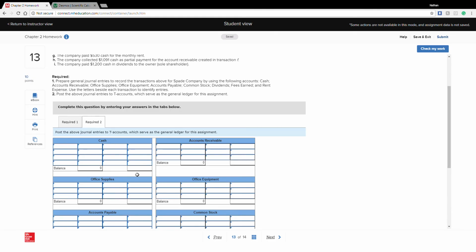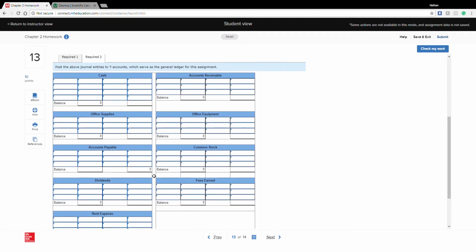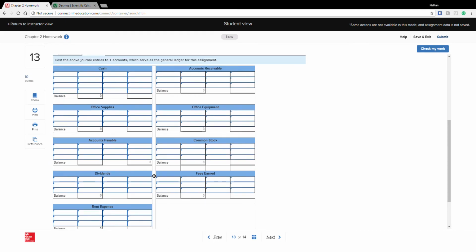Okay, so now we're in the same scenario. So start off with transaction A and then move through each one. So transaction A. So again, we have these. Remember to put it on the side that's debit and credit. This was our cash and common stock of the $12,250.